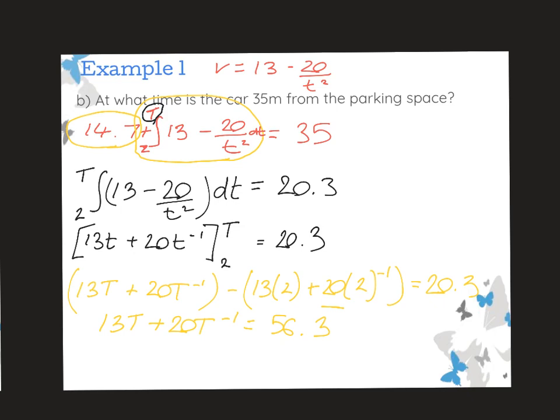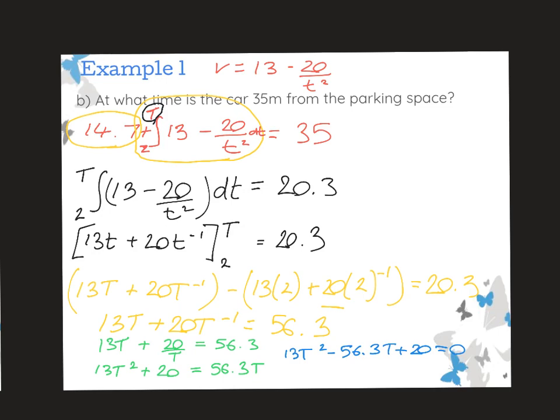Now that looks like a tricky equation to solve, so what I'm going to do now is rewrite that t to the power of minus 1 as a fraction, and it will become clearer then. I mean, you might already have it like that anyway. So to eliminate that divide by t, I'm going to multiply everything through by t. So it's 13t squared plus 20 equals 56.3t. So you can see now that we've got a quadratic. We just need to rearrange it, make it equal to 0. So I've got 13t squared minus 56.3t plus 20 is equal to 0.